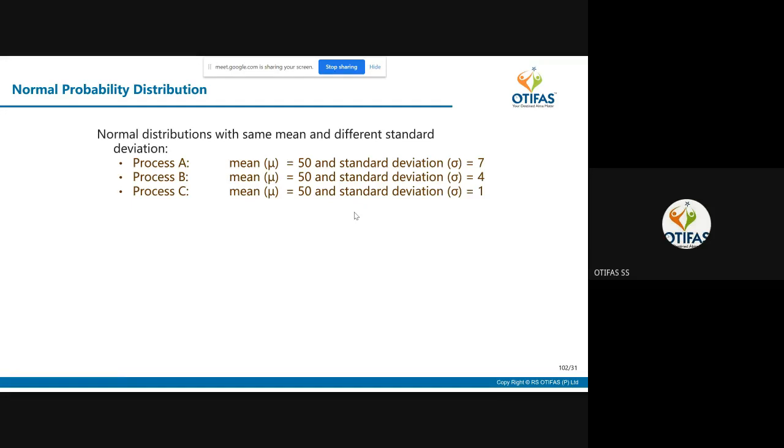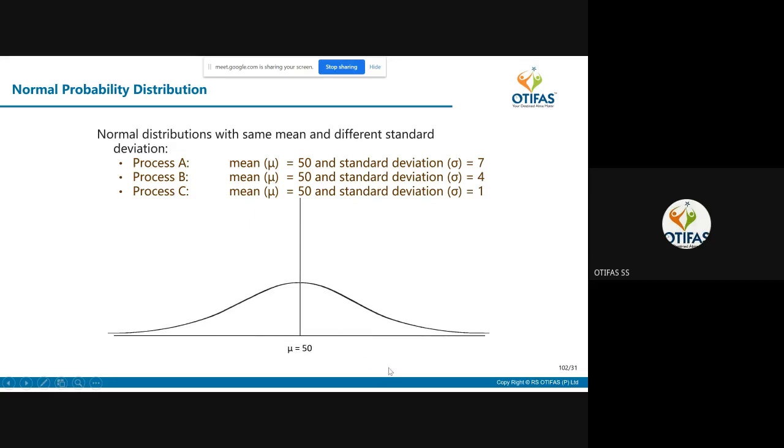Now, see how this graph looks like. Any idea how this distribution looks? So let us see. Now, this mean is 50 for all processes. What is process A? Process A, see, its standard deviation is more, which means the spread is more. Now, see process B. It is better than process A because it has lesser standard deviation. Now, what about process C? Process C looks like this. If you have processes with the same mean and different standard deviation, it looks like this.